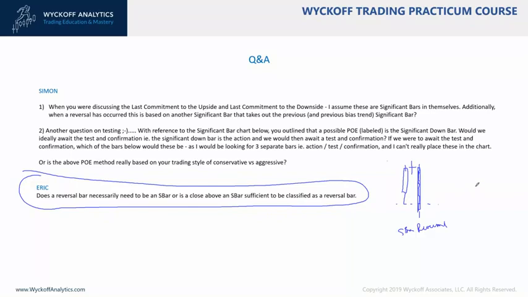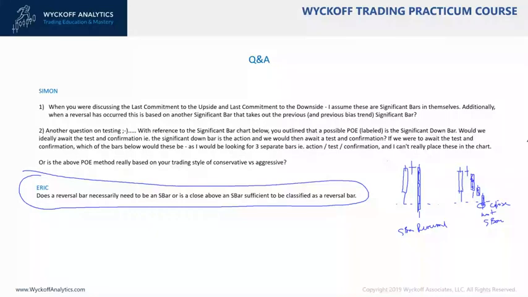What Eric is describing here is something like this. What if we have that big bar, and then instead of a big down bar, maybe we have a bar like this that is being followed by other bars like this, and then suddenly we see that on one of the bars, which is not a significant bar, there is a commitment to close below. Would that be considered a reversal?